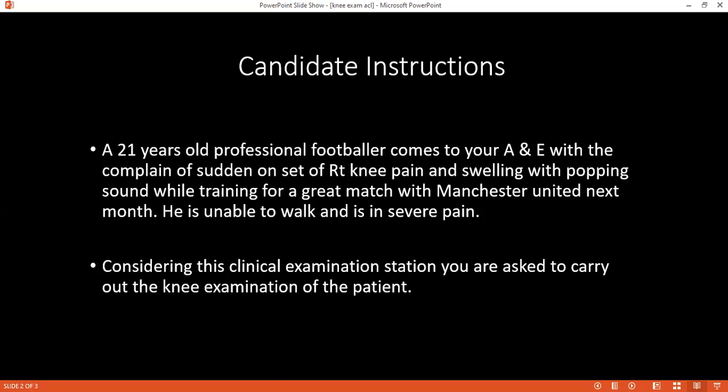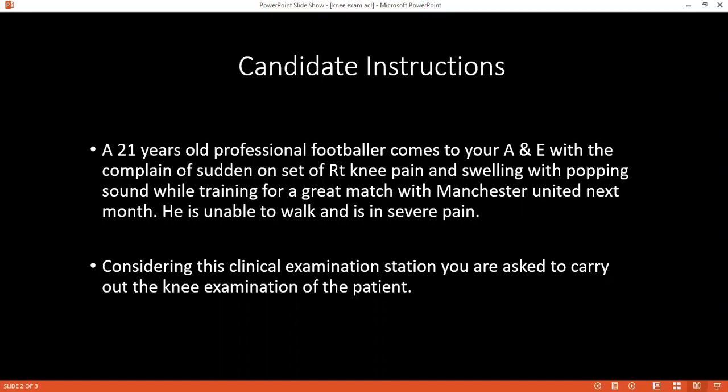So once I've done that, then I would want to assess if there's any form of collection in the knee joint, if there's any effusion. So I would do the Patella Tap Test. For the Patella Tap Test, I would stroke from above and below the knee.